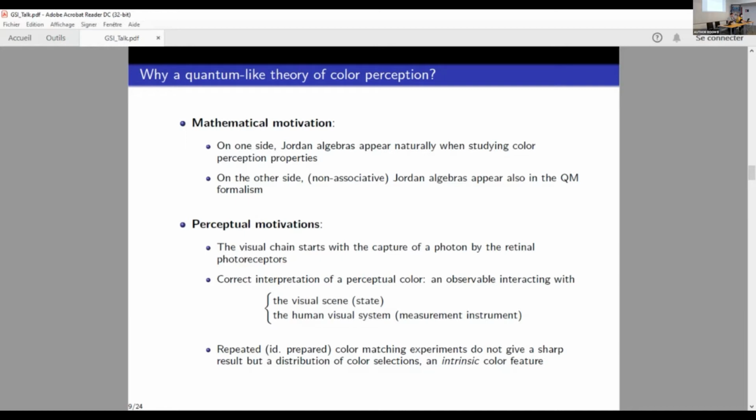And moreover, finally, repeated and identically prepared color matching experiments in order to measure color do not give a sharp result, but a distribution of color selection from a palette of colors. And so this is an intrinsic color feature that is very much like the probabilistic interpretation of quantum mechanics. So you can see that there are many motivations to study a possible quantum-like theory of color perception.